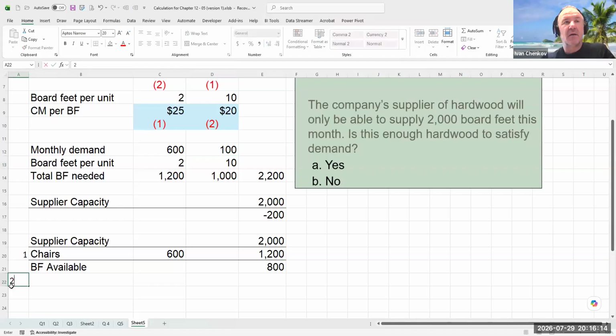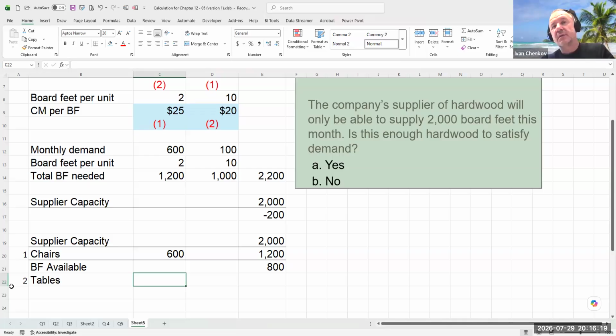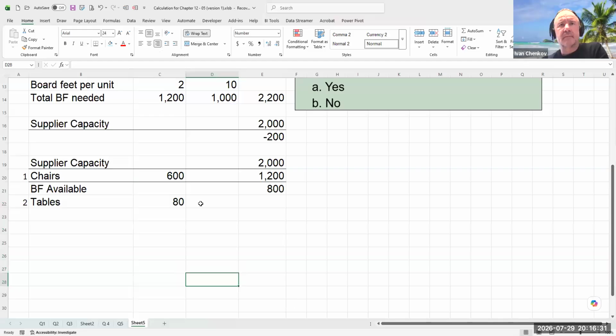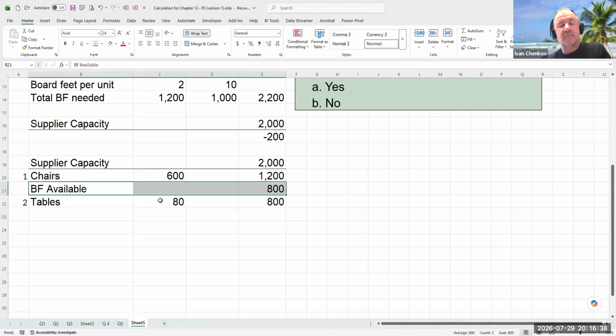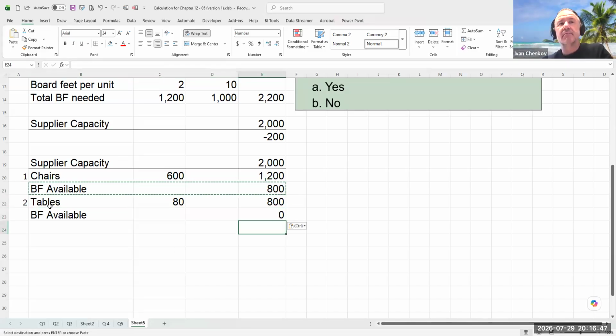So second, I'm going to do the tables. How many tables can I do with 800 board feet? Obviously only 80 tables. And with 80 tables, I utilize my 800. So the board feet available in this case is going to be 0 left.